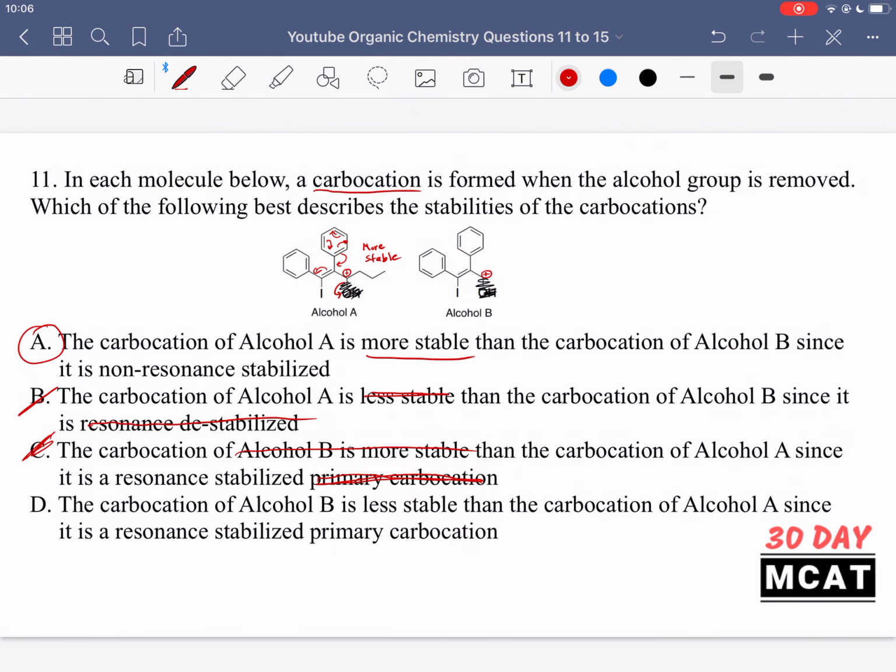Just going back to C, it is saying that alcohol A is resonance stabilized, but whatever resonance stabilization alcohol A is feeling, B is also getting that same stabilization, because that left part of the molecule with the conjugated system is the same in both alcohols. So that wouldn't be a difference between the two. And then finally, let's look at option D.